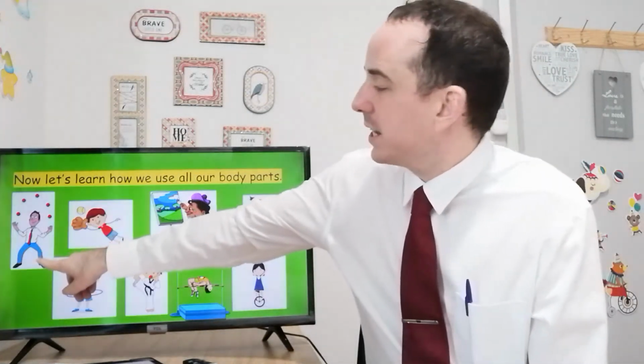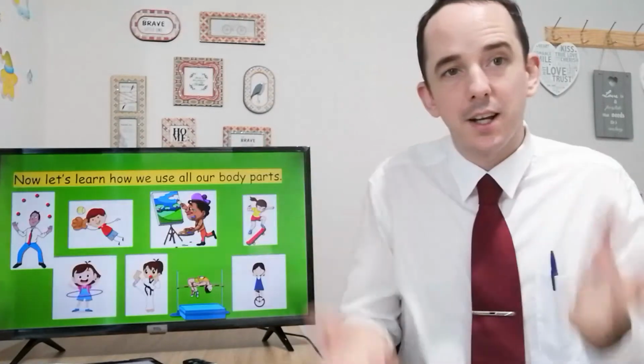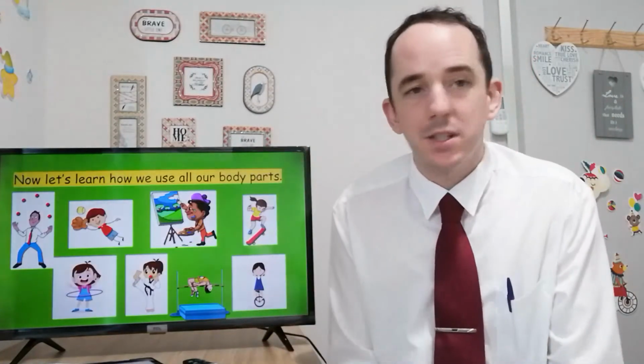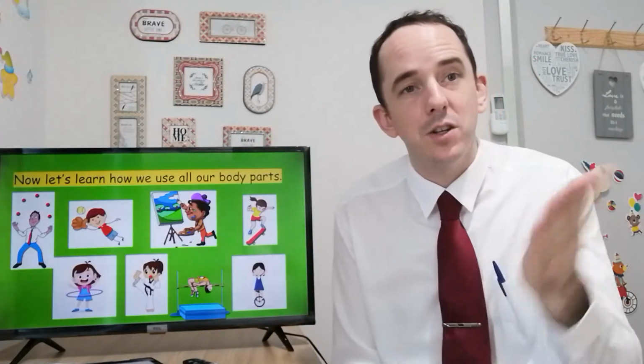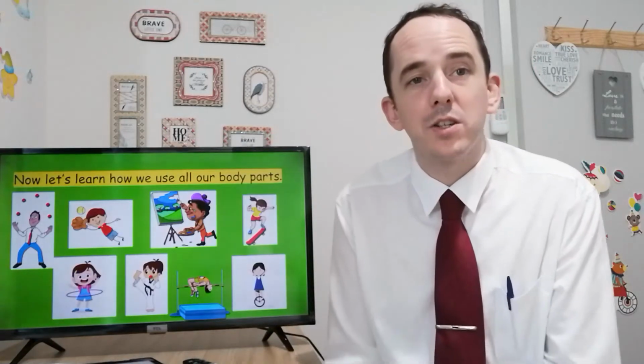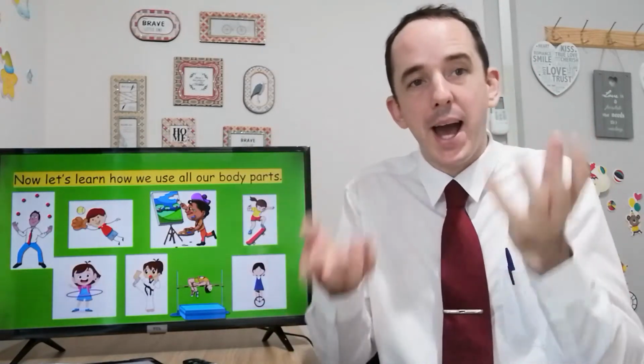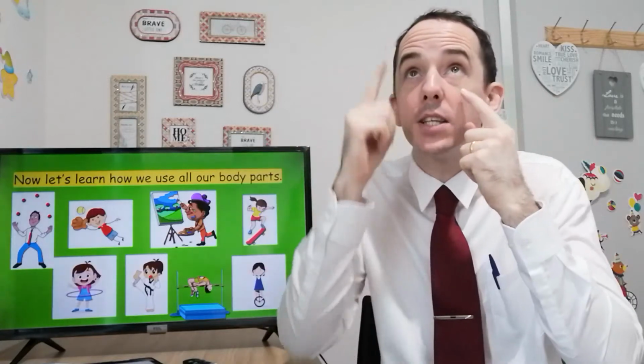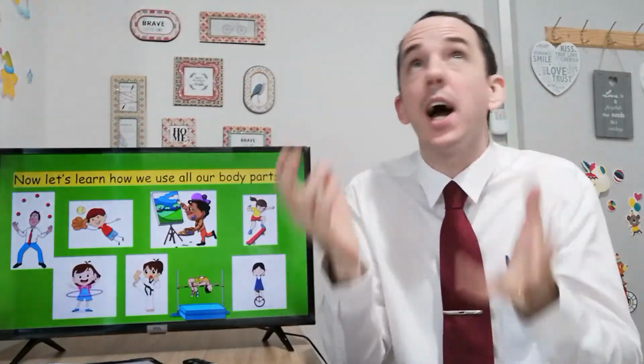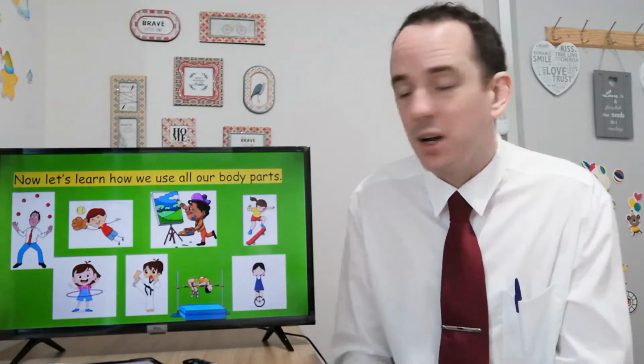This man is juggling like this. Mr. Tommy cannot juggle. Can you juggle? Maybe you can show me when we come back to school. So I can juggle with my hands and my eyes. So I need to look and make sure I can catch the balls.